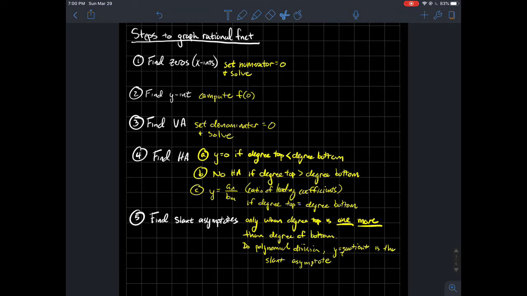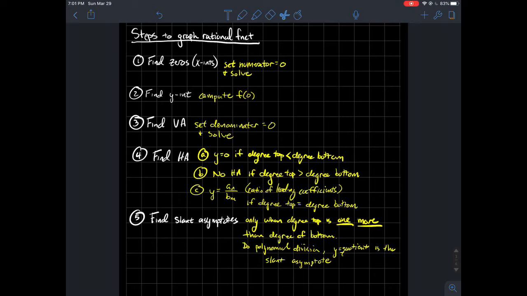You get no horizontal asymptote if the degree of the top is bigger than the degree of the bottom. So I think I said that wrong in the first one. Part A, degree of the top smaller than degree of the bottom, that's when you have y equals 0. Part B, degree of the top is bigger than degree of the bottom, that is when you have no horizontal asymptote. And then part C, what if the degree of the top is equal to the degree of the bottom? Then the horizontal asymptote is on the line y equals a_n over b_m, where those 2 things are the leading coefficients in your top and bottom.